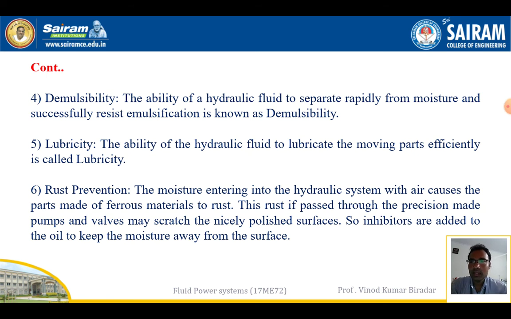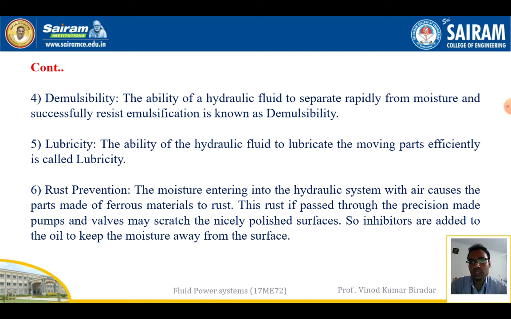And the next one is demulsibility. It is also an important property: the ability of a hydraulic fluid to separate rapidly from moisture and successfully resist emulsification is known as demulsibility. The next one is the lubricity. The ability of a hydraulic fluid to lubricate the moving parts efficiently is called lubricity. This lubricity is used to smoothly run the components of a hydraulic power system. This is a common property for almost all power systems.